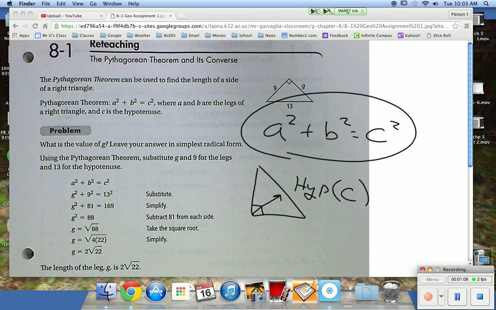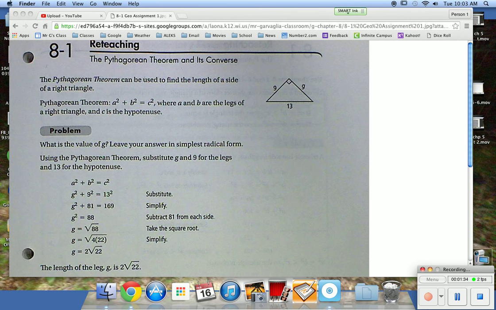Okay. It doesn't matter over here which one of your legs is A and which one's B. It can be either or. It doesn't matter. But this is always C, your hypotenuse. Something you have to remember. Do I have to say that again? Something you have to remember.